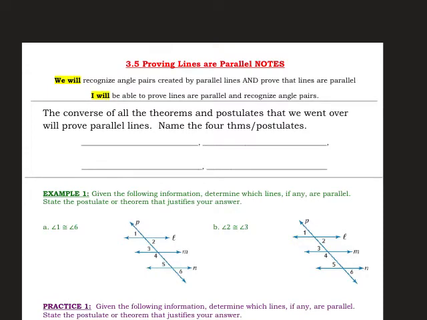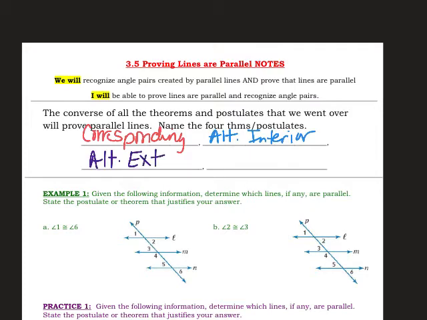Lines are parallel. Okay, so who can tell me one of the names of the relationship of angles that we've been kind of focusing on lately? Any name of angles. Which one? Corresponding. All right, we have corresponding angles. Alternate interior. Alternate interior angles. What's another one? Alternate exterior. Alternating exterior. Good. What would be the last one? Who can identify the one that's missing? Consecutive. Consecutive interior. Good.